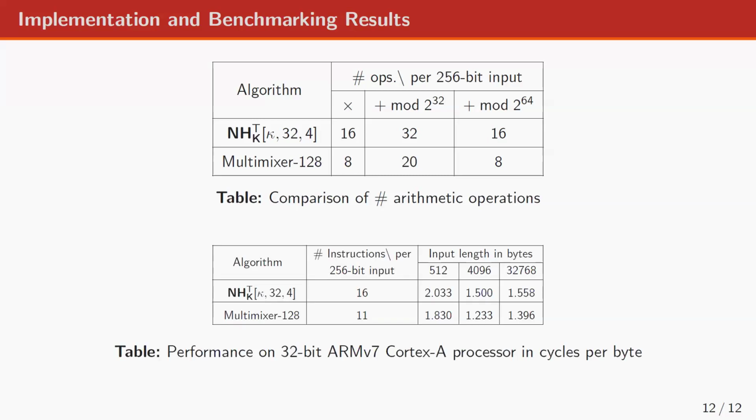And here we also implemented Multimixer-128 on a 32-bit ARMv7 Cortex-A processor, and these are the benchmarking results. For implementing NH, we require 16 vector instructions for the 256-bit input, and for Multimixer-128, we only require 11. And these are the benchmarking results for different input lengths. And thank you for your attention.